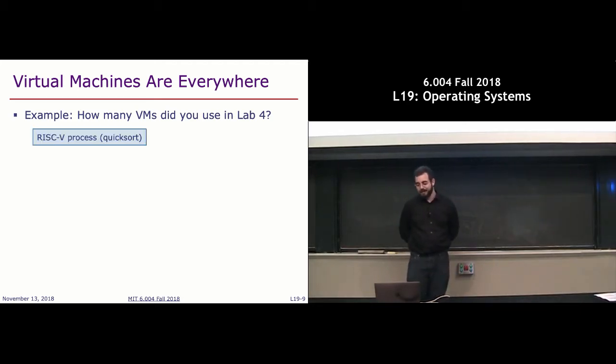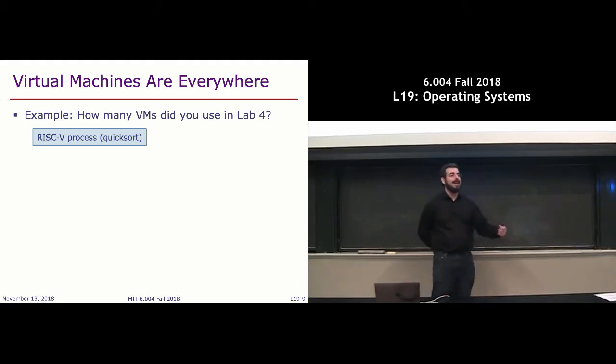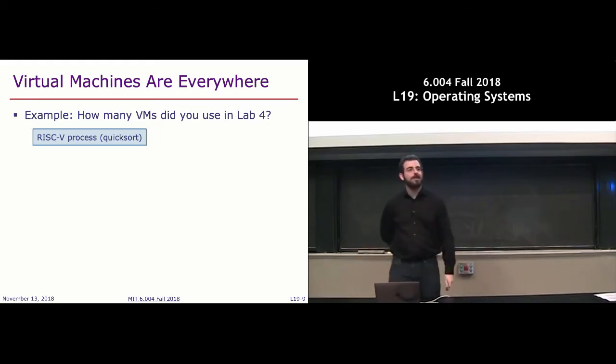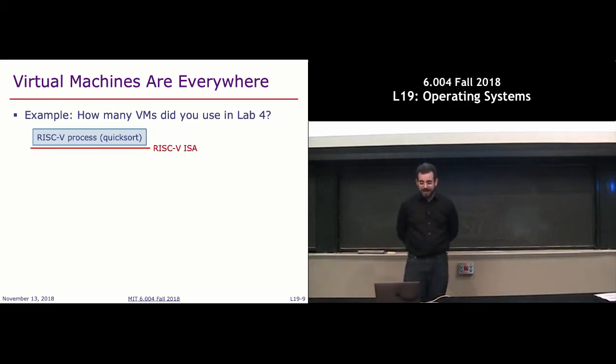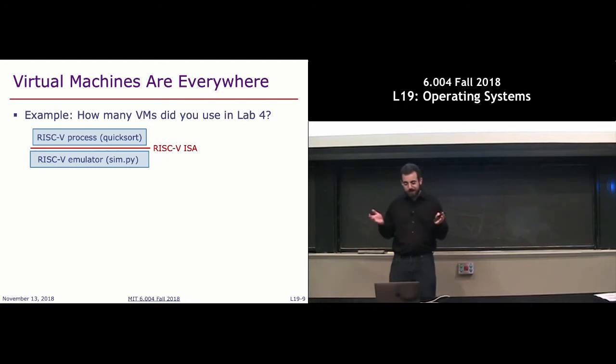So first, you started writing some process, some program, in assembly, right? And then you run it. So at that point, when you run it, that's a RISC-V process, right? That's running sort, bubble sort, quick sort, what have you. And so that process is coded against the RISC-V ISA. But in fact, we were not giving you hardware that implements a RISC-V processor. What we gave you is a RISC-V emulator. That's a process, some Python program called sim.py.